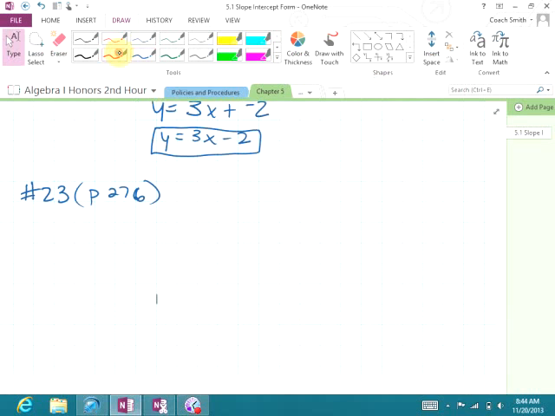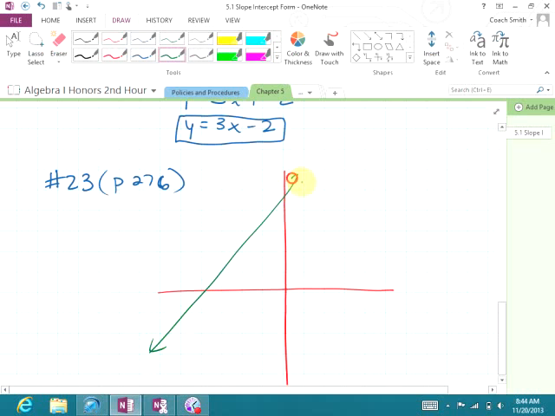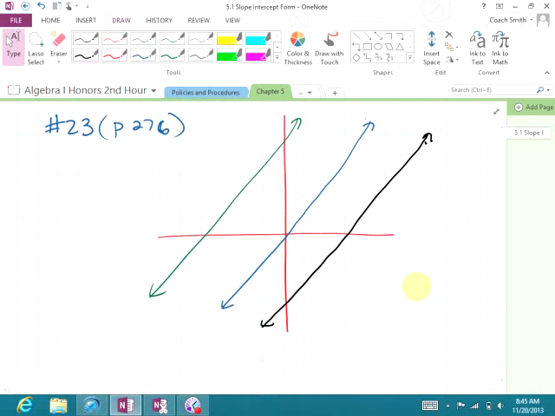As we look at number 23, I'm not going to draw them exactly like they were, but you basically had something like this. Then you had the other one that goes right through the center. Okay. And then you had this one that went through here. Basically, you had it similar to that.